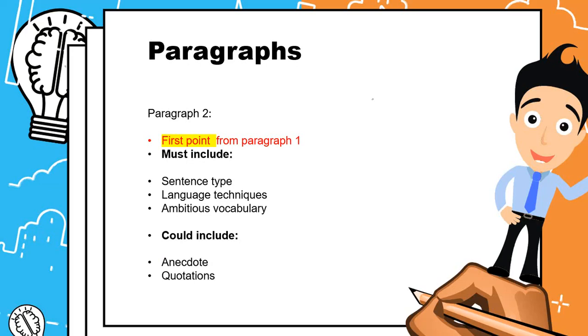An anecdote, a short story. A quotation, we could quote a professor. So Professor Smith from Durham University said. We could quote someone that's directly affected from the incident. So I talked to a year 9. Simon in year 9 said. So we're backing up our points.